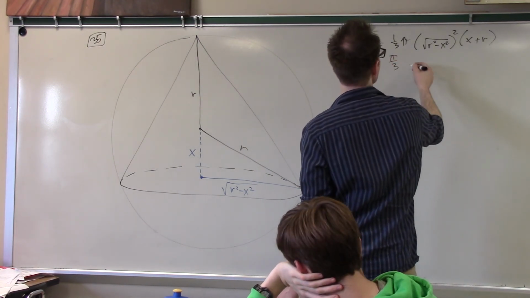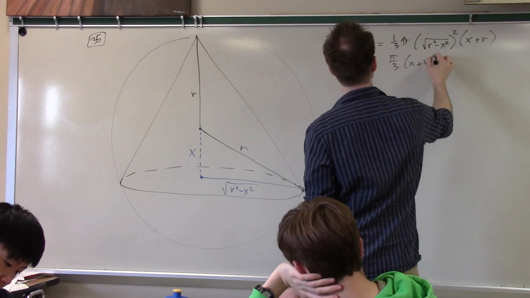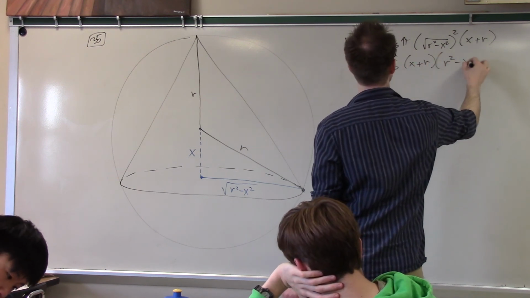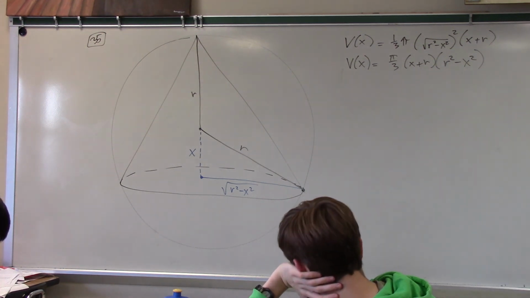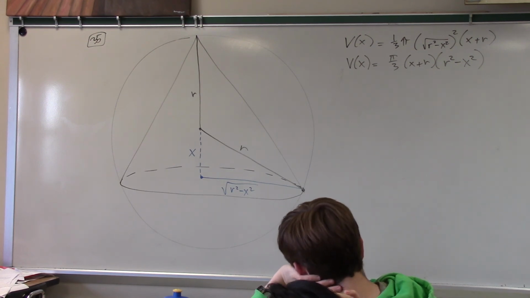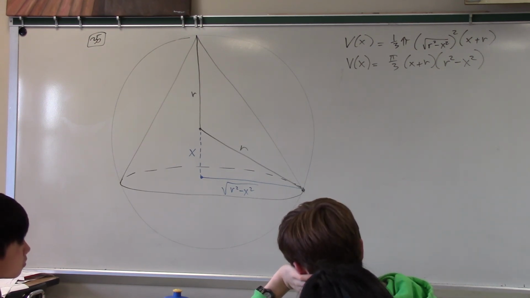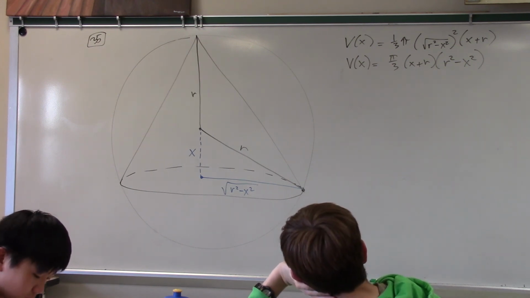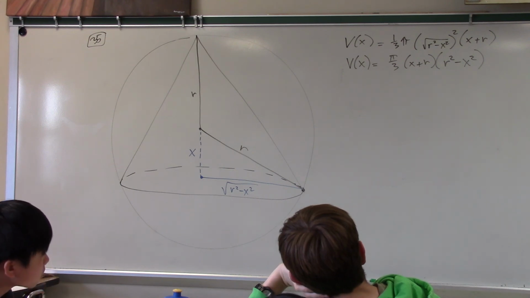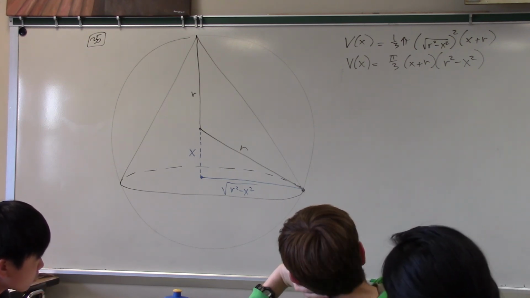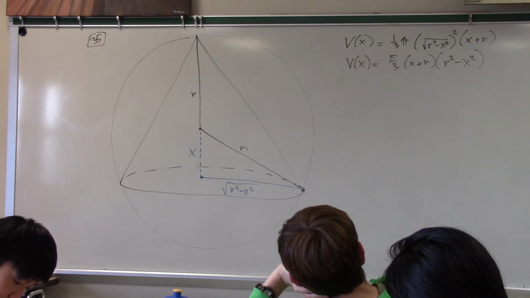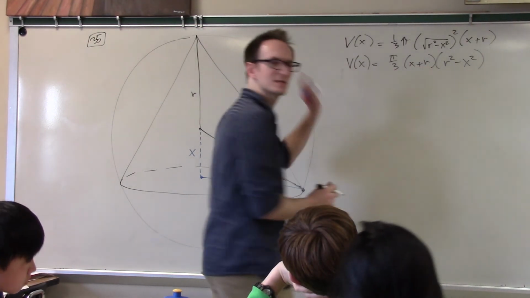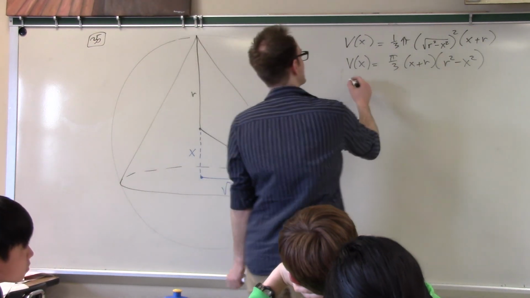Okay, so that gives me a relatively nice formula for the volume of a cone. It's pi over 3 times (x plus r) times (r squared minus x squared). And now it's debatable whether I should multiply all that out or do the product rule. I don't know. What do you want to do? Multiply it out. Should we do what he says? Can't you just change r squared minus x squared into (r plus x)(r minus x)? Because then you just have an easy product rule. I don't know what to do. I think I'm just going to leave it as is. Why not? Whatever. All right, so let's differentiate.